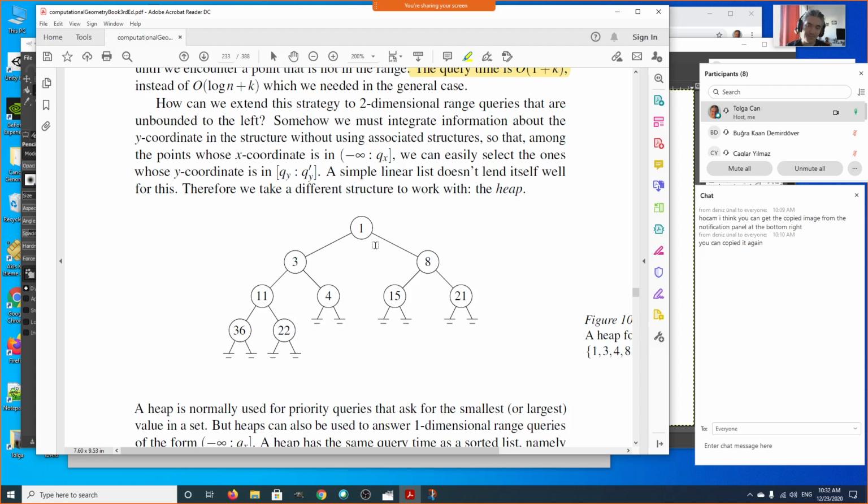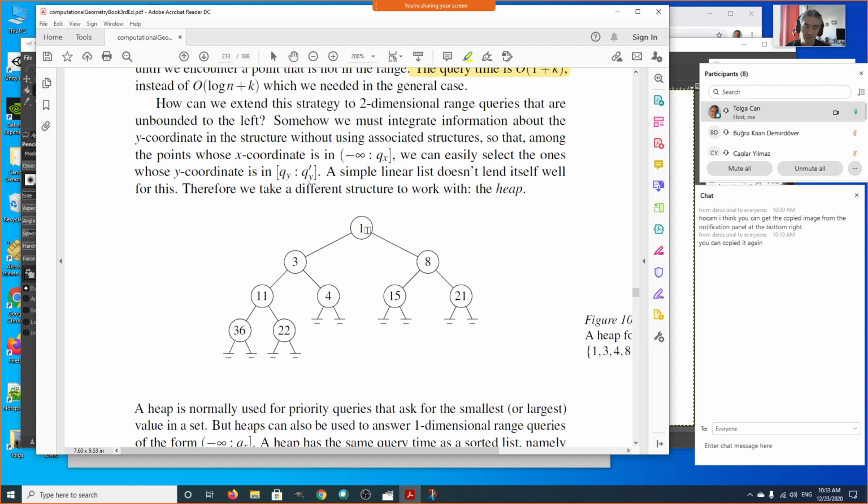A min heap has the minimum number at the root node. For example, if you want to report all the elements in this heap less than k, say less than 6, I'm going to compare 1 with 6. 1 is smaller, so report it, and continue with the left and right child at the same time. If this was larger than what I'm trying to report, I will stop that query at that point.